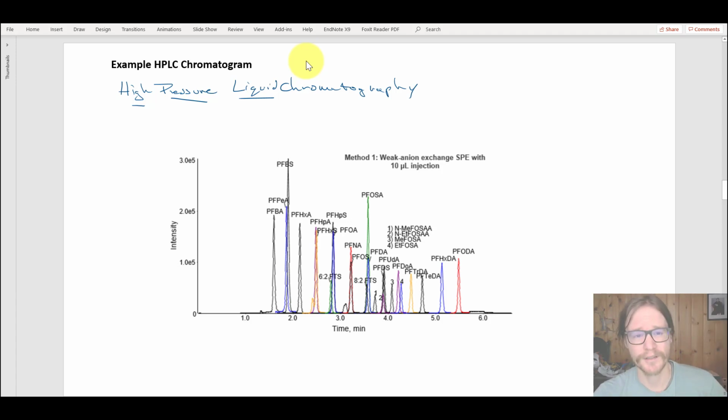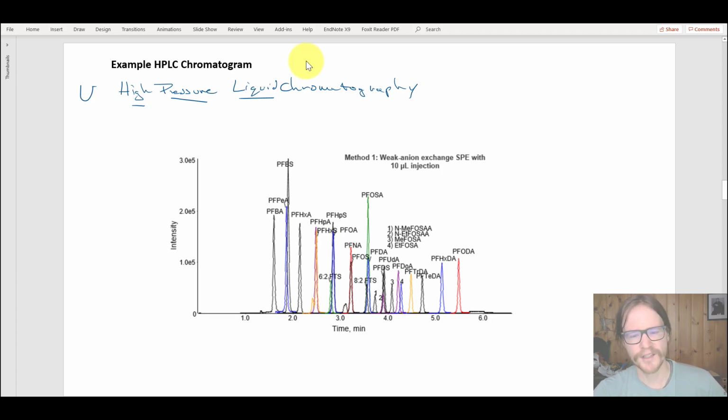We have a couple of HPLCs, maybe three of them on campus, one of which is the workhorse that gets used a lot. This is in our NMR room. And we actually have a UHPLC, which stands for ultra high pressure liquid chromatography, which we'll talk about in subsequent videos.